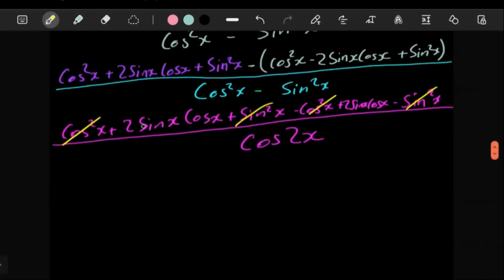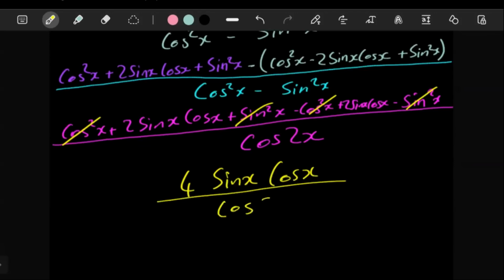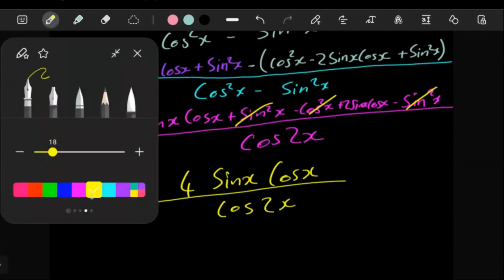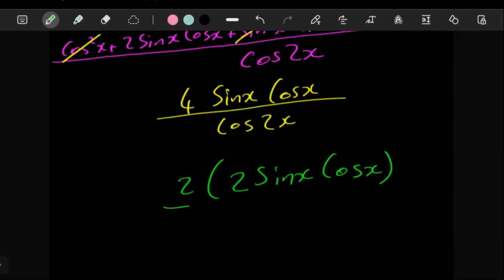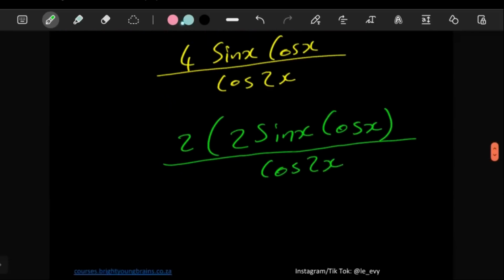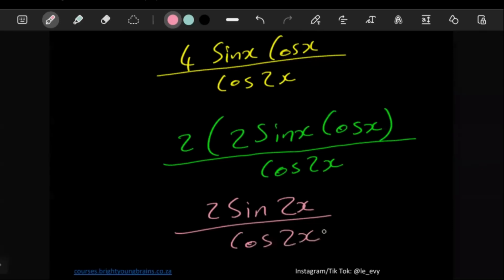These are like terms, so 2 sine x cos x plus 2 sine x cos x, that's like 4 sine x cos x. But then what we see at the top there, it's resembling the double angle of sine. You see the 4 here is just the issue. So we can take out a 2, then we have 2 sine x cos x. And then we're home free because now the top, we can change it to sine 2x. The bottom, we can change it to cos 2x.